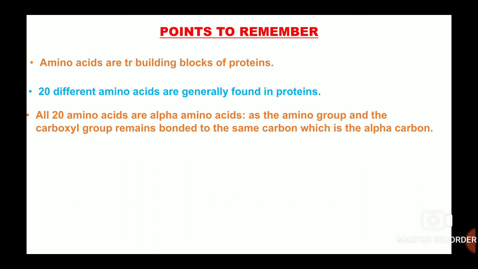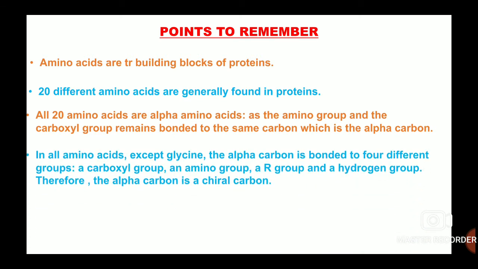Also, all these 20 amino acids are alpha amino acids, which means that the amino group and the carboxyl group are bonded to a single carbon, which is known as the alpha carbon. Again, in all the amino acids except glycine, the alpha carbon is bonded to 4 different groups. One is the carboxyl group, another is the amino group, another one is our R group, and the other one is a hydrogen. Therefore, we can say that amino acids have a chiral alpha carbon, excepting glycine.